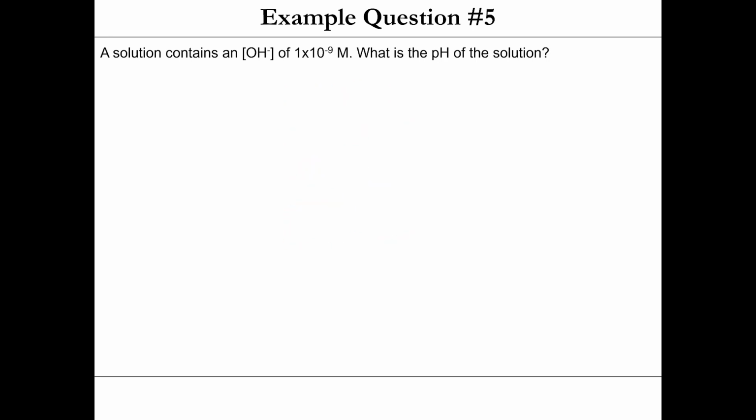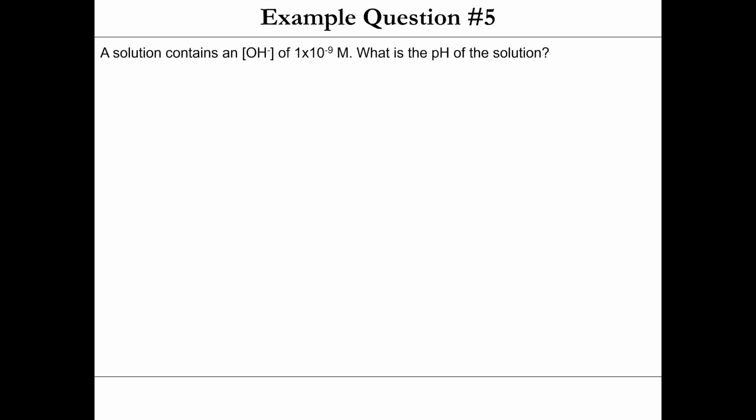So now we have another question that's asking us to push a little bit more. A solution contains a hydroxide ion concentration of 1 times 10 to the negative 9 molar. What is the pH of the solution? For this, it's actually asking us 2 different questions, so we need to do 2 different equations. To know the pH of the solution, we first need to know the proton concentration. And we can know the proton concentration because we know the hydroxide ion concentration.